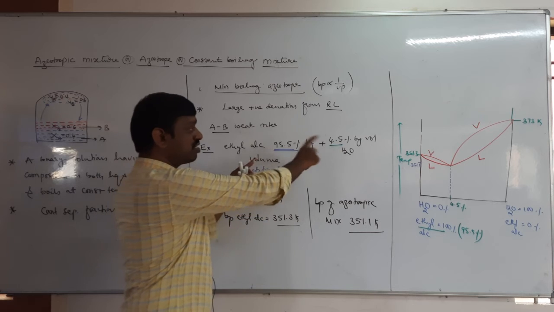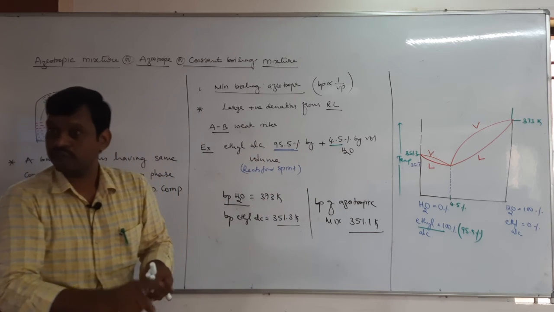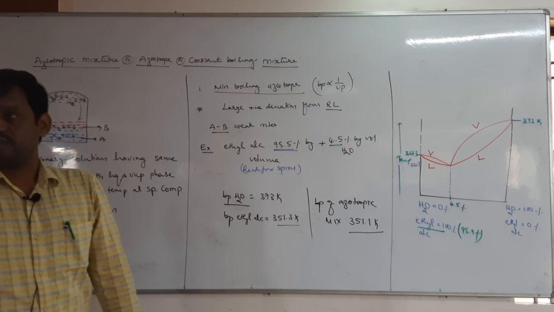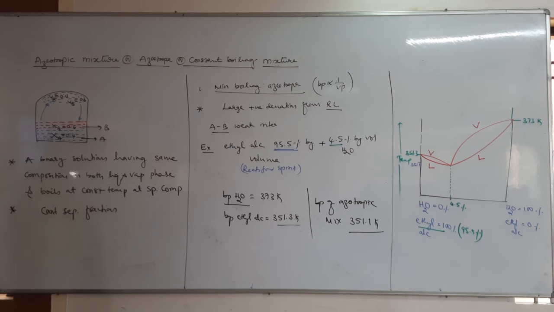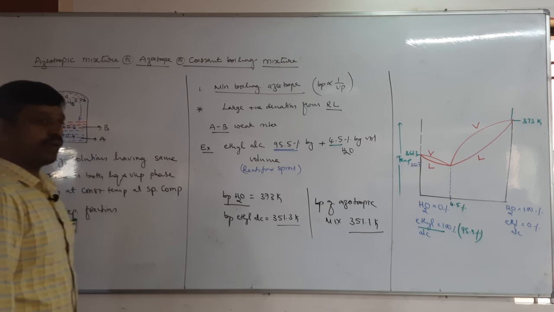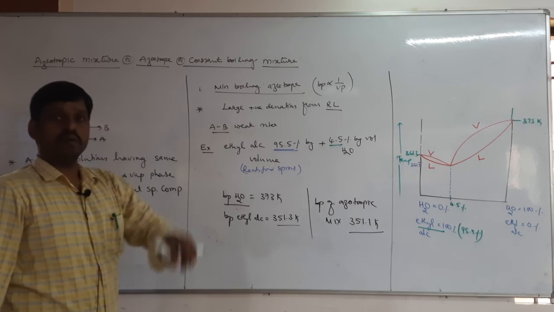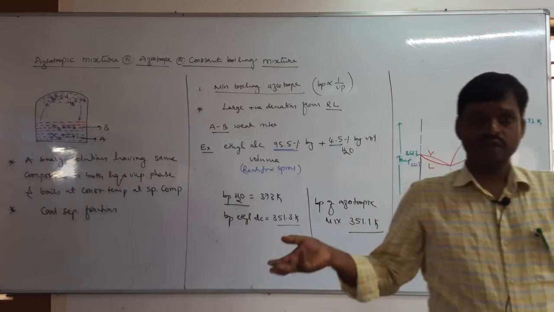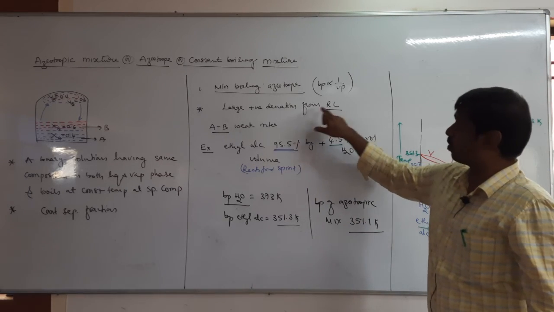Suppose you change this composition, can it act as an azeotropic mixture? No. Therefore a specific composition is a must. Then that is called an azeotropic mixture. In an azeotropic mixture, it is not possible to separate the components by fractional distillation, because they boil at the same temperature. There are two types of azeotropic mixture, minimum boiling and maximum boiling. What are minimum boiling azeotropes? A binary solution which shows large positive deviation from Raoult's law.